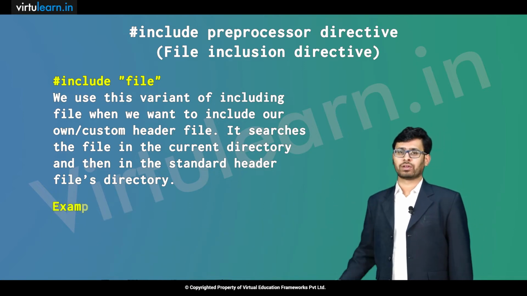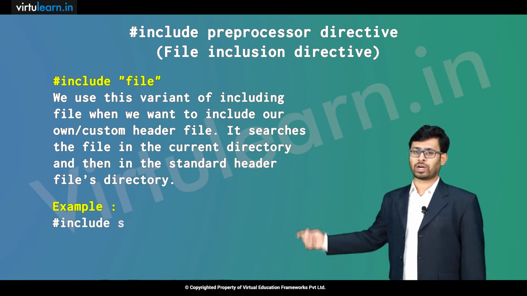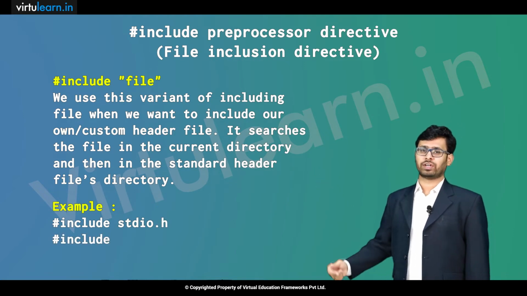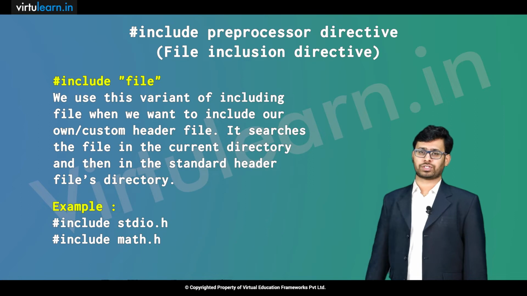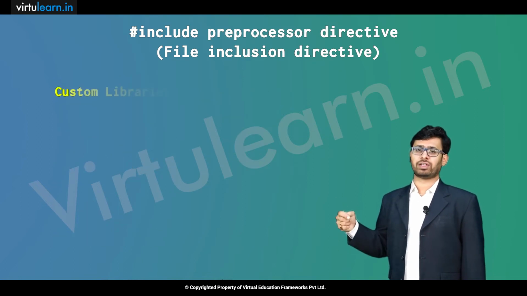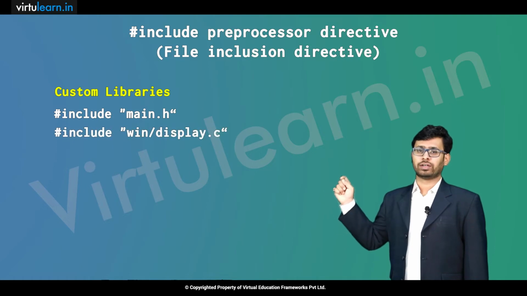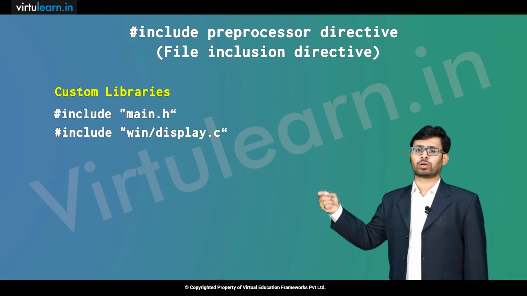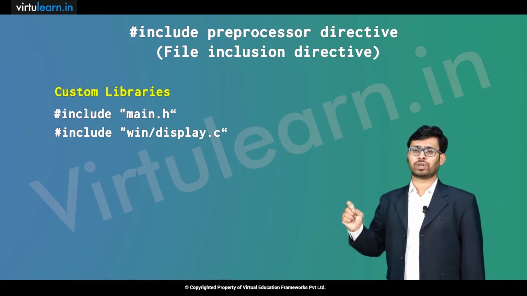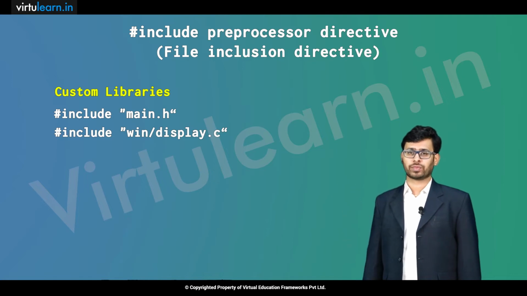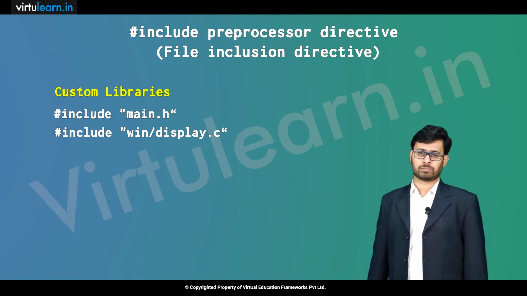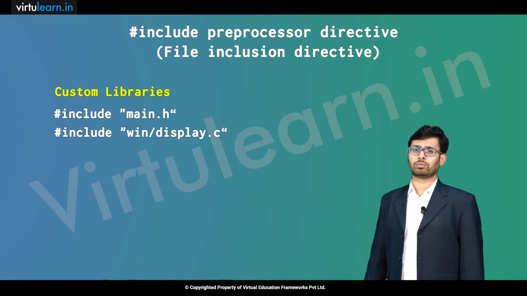So here is a small example: #include <stdio.h>. This is one type of file inclusion. The second one is #include <math.h>. If you want to implement any mathematical functions, we can write math.h. These are standard libraries. And for a custom library, I can write #include "main.h" or #include "display.h" or the program name .c. The standard input output header file is used for all operations related to standard input output, and main.h or display.c are custom files. So this is how we can use the #include preprocessor directive.